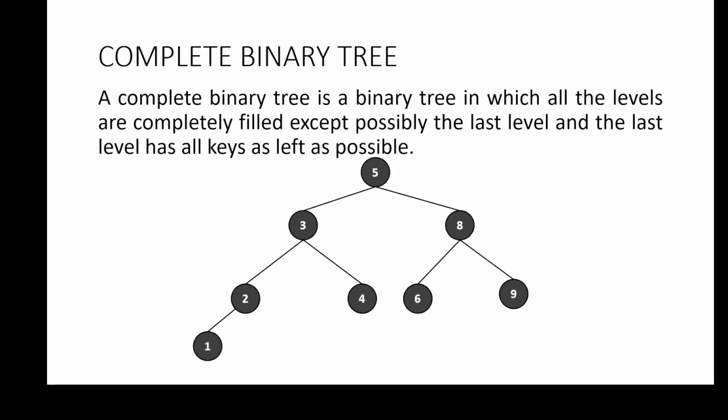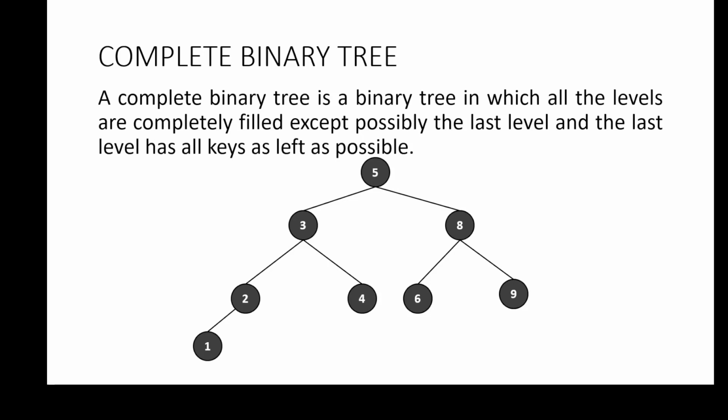Now looking into a complete binary tree. A complete binary tree is a binary tree in which all the levels are completely filled except possibly the last level, and the last level has all the keys as far left as possible. So if you look into this tree, all the levels except the last level are completely filled. And looking into the last level, the nodes are filled from left to right.